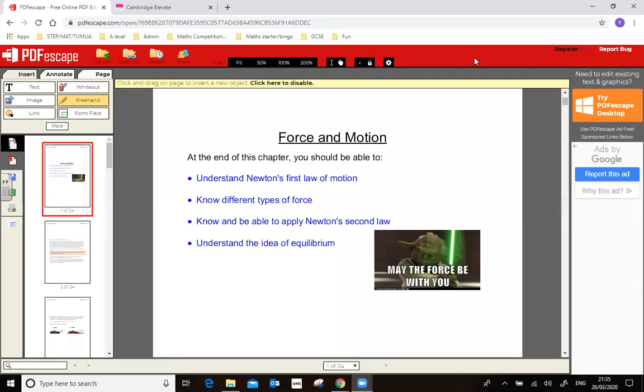Hello everyone. Today we're going to look at force and motion. At the end of this chapter, you should be able to understand Newton's first law of motion, know different types of forces, know and be able to apply Newton's second law, and understand the idea of equilibrium. Okay, let's start.